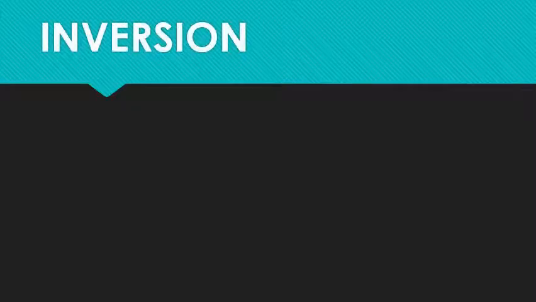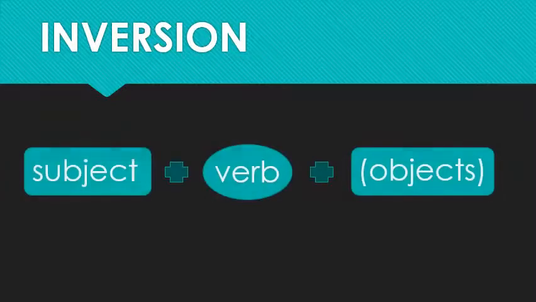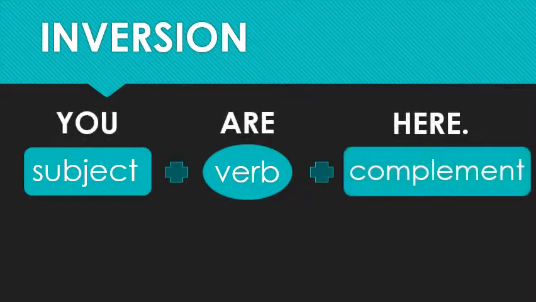Now we're going to make things a little more complicated and move on to inversion. This is where we change the fundamental structure of the basic English sentence. What is that order again? Yes, subject, verb, and optionally, direct and/or indirect objects. We'll start with the sentence, you are here.